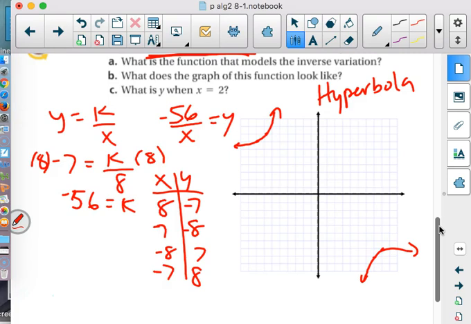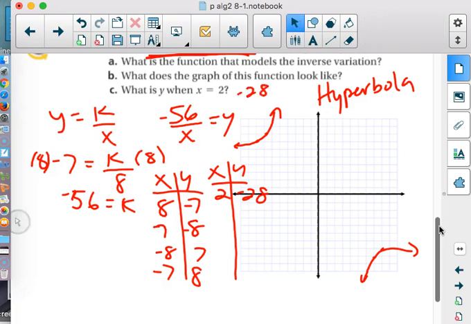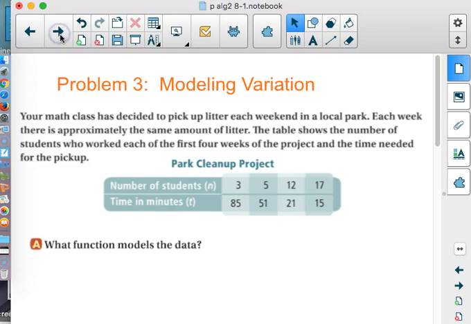And then C says, how about if you put 2 into this? We wouldn't want to graph it. But what would you get if you put 2 in there? Negative 28, yeah, we wouldn't want to graph that. So for C, negative 28. Good stuff. Hyperbolas. You could probably take 4 different classes in college just about hyperbolic functions. There's a ton of things to learn about.